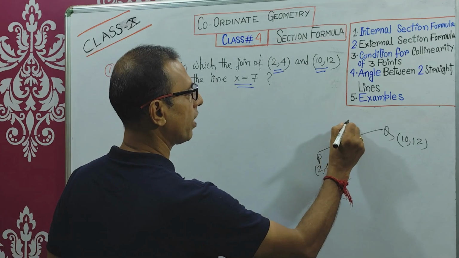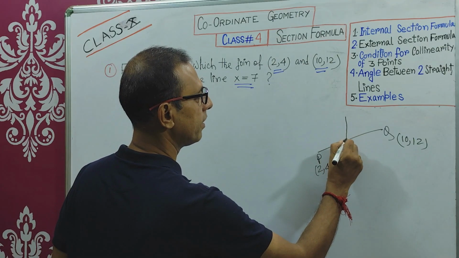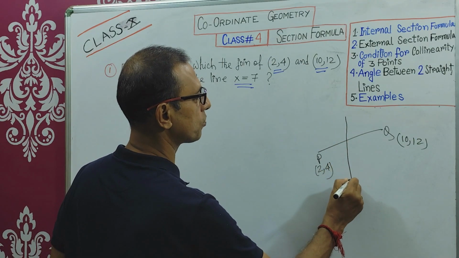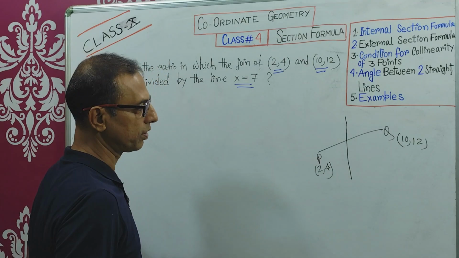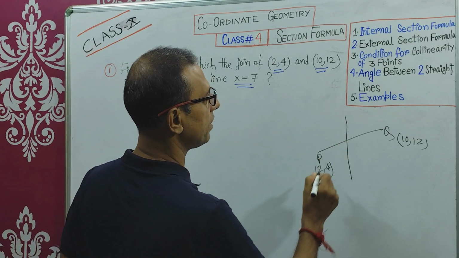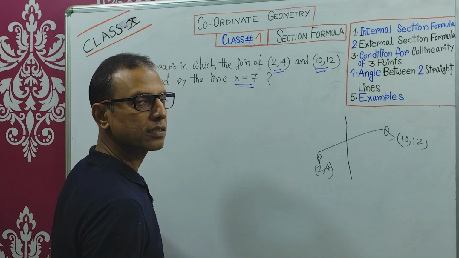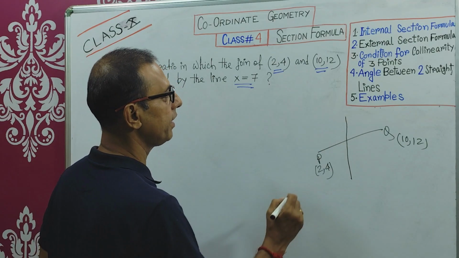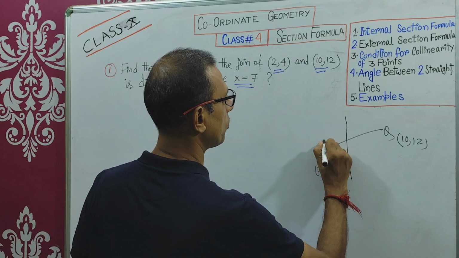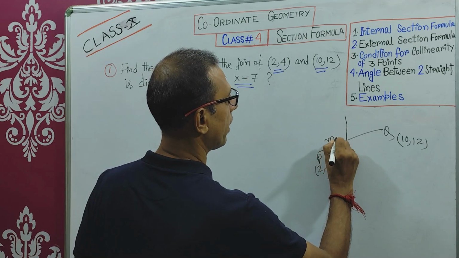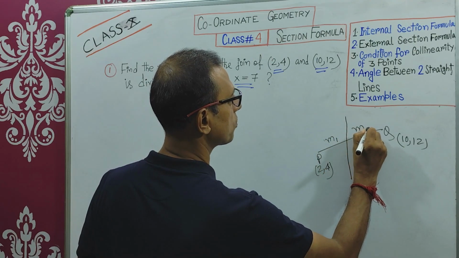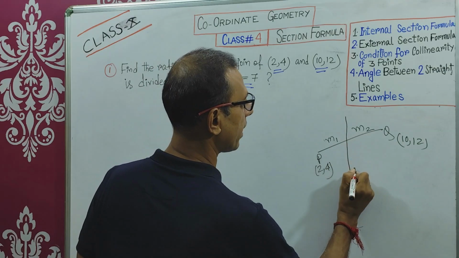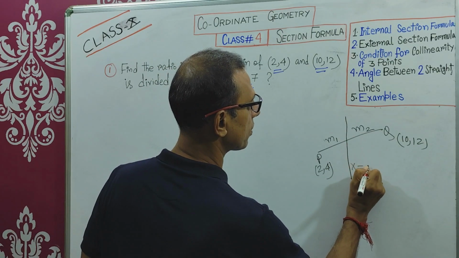And there is one line, x equals 7, that is parallel to the y axis, you know that, right? It divides the line PQ in a ratio m1 is to m2. Let's say this is m1 and this is m2, m1 is to m2, right? And the equation of this line is x equals 7.